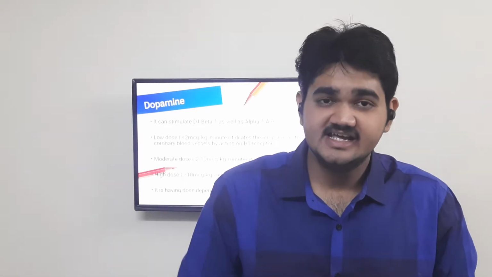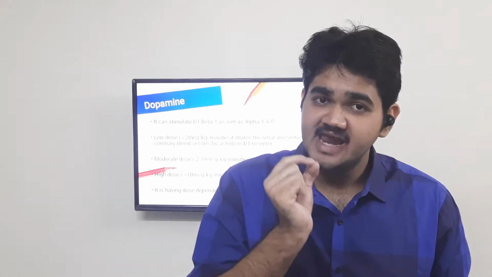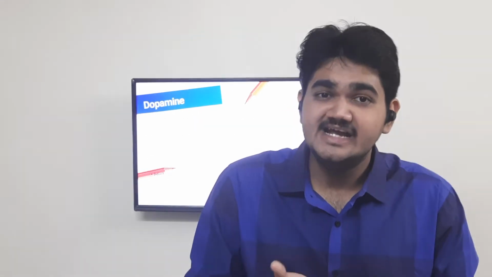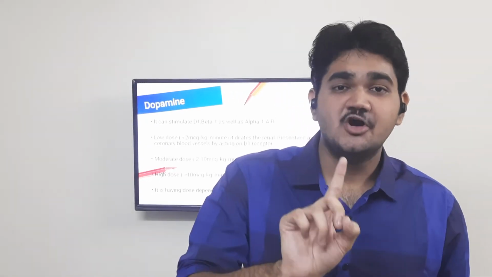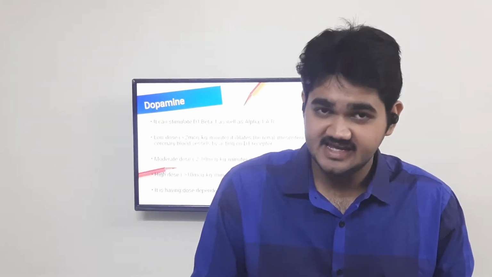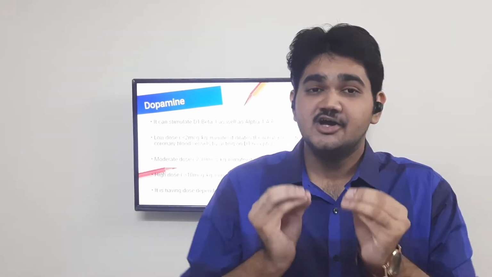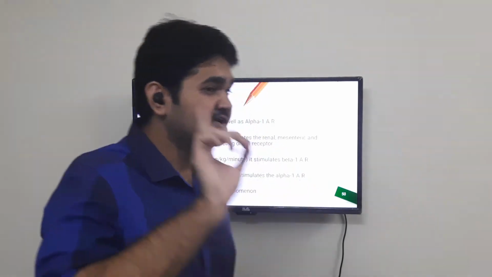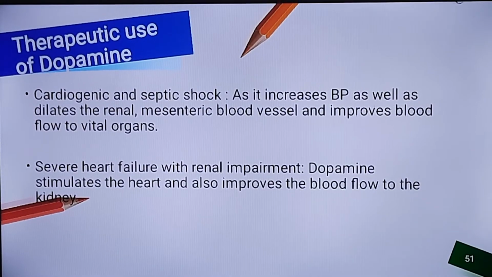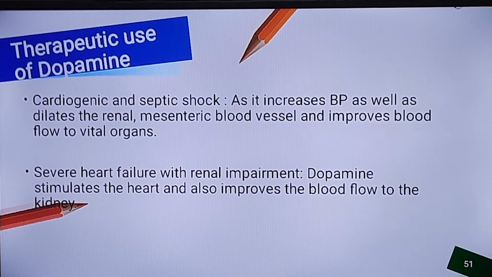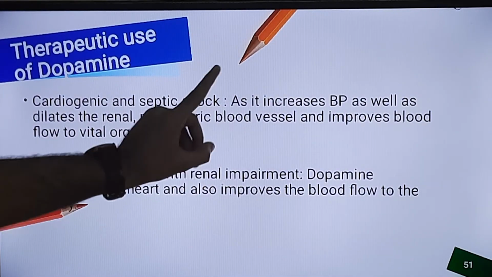In shock, there is severe reduction in blood pressure. So our main aim in shock is to increase our blood pressure, and अगर cardiogenic shock है, our main aim is to increase the blood pressure and also to stimulate our human heart. And our dopamine can be used in case of cardiogenic as well as in cases of septic shock. Why? As it increases blood pressure.